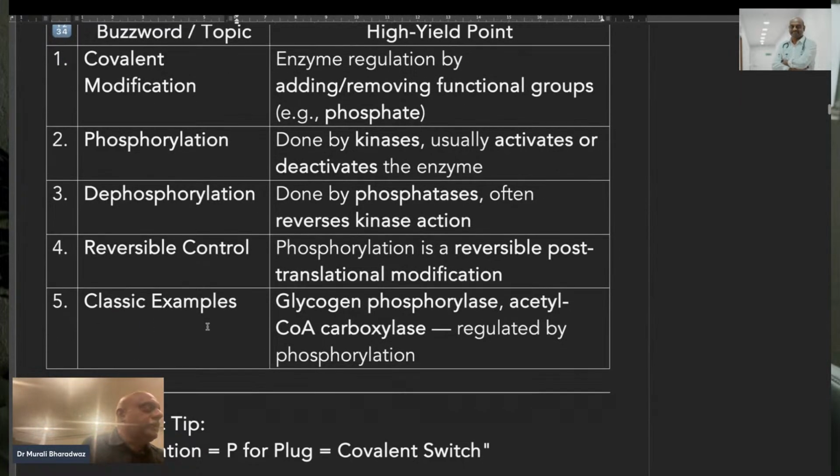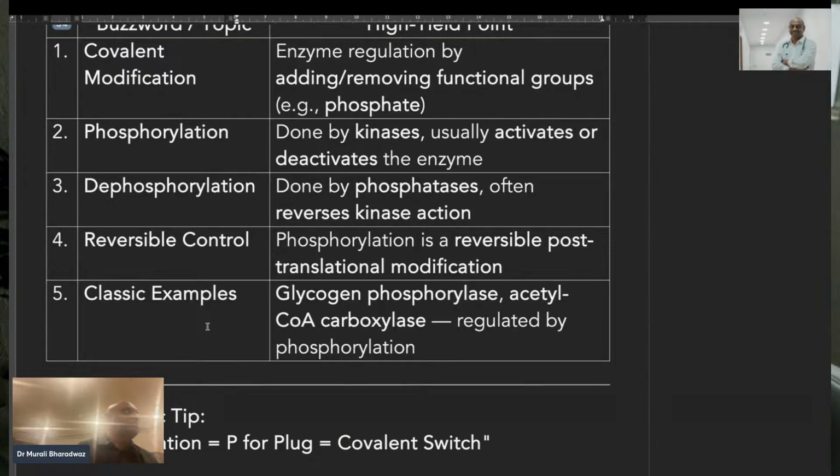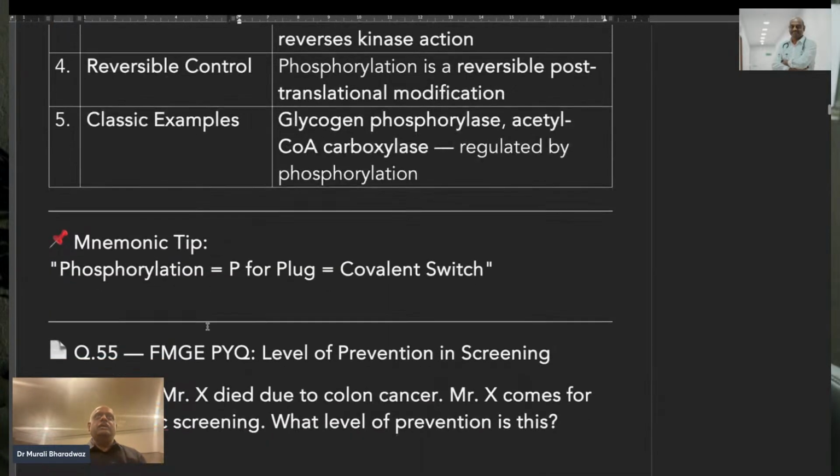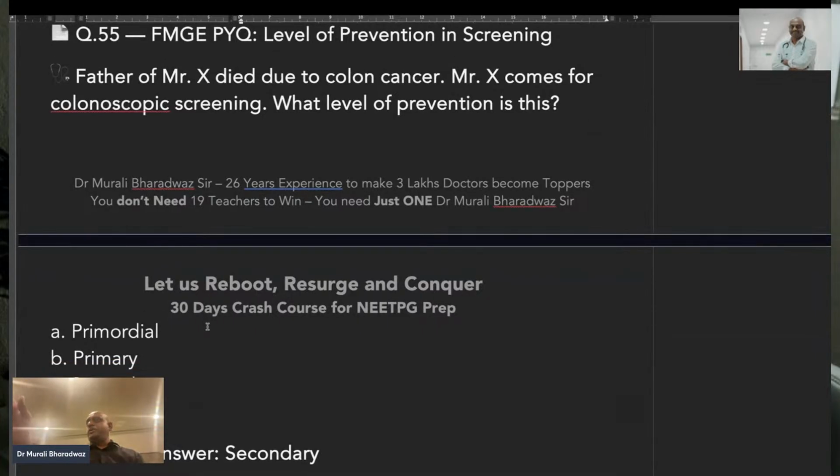You see, you develop a mechanism by which to remember. See, when the father of Mr. X died due to colon cancer, Mr. X comes for colonic screening. What level of prevention? Remember, what is primordial? Before the emergence of the risk factors.